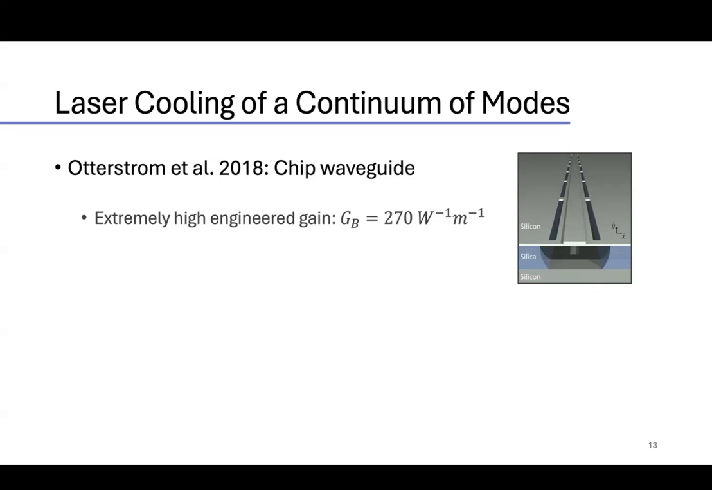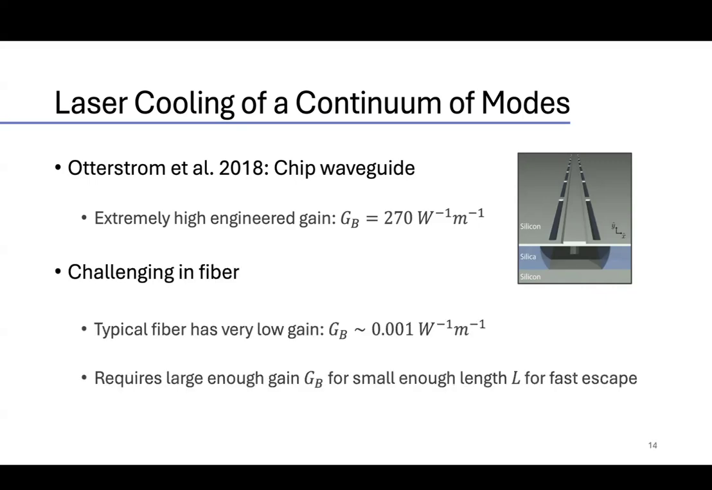A landmark study came in the form of a paper by Otterstrom et al. in 2018. They demonstrated for the first time laser cooling in a continuous media in a very carefully engineered chip waveguide with cross-sectional geometry to achieve extremely high effective Brillouin gain, so 270 per watt per meter. So this number is basically per some amount of watts of injected pump power, and per some interaction length, here is the scaling coefficient for how strong the process is.